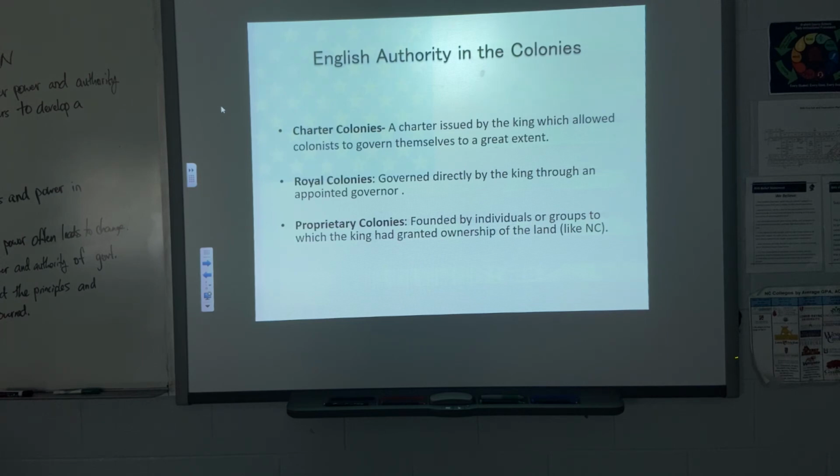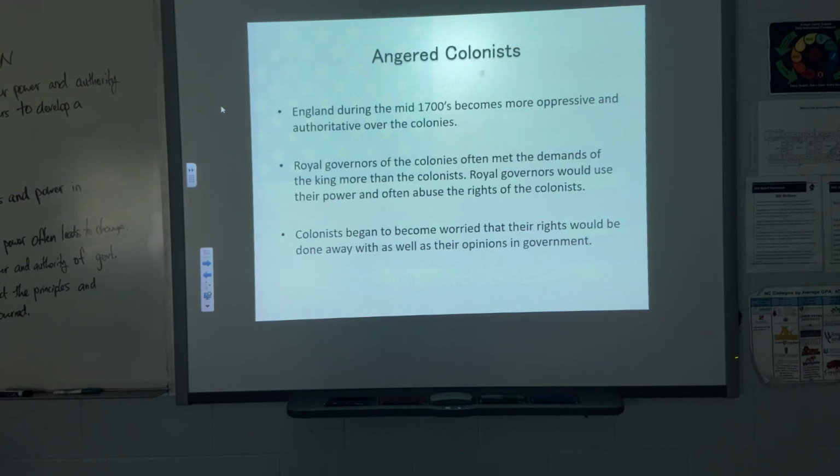North Carolina is a good example of a proprietary colony in which the king would grant ownership to those particular proprietors. So you were one of the three there, and you still had a lot of influence from England. This is going to create a lot of tension. How does it create tension? England during the mid-1700s becomes more and more oppressive and authoritative over the colonies.